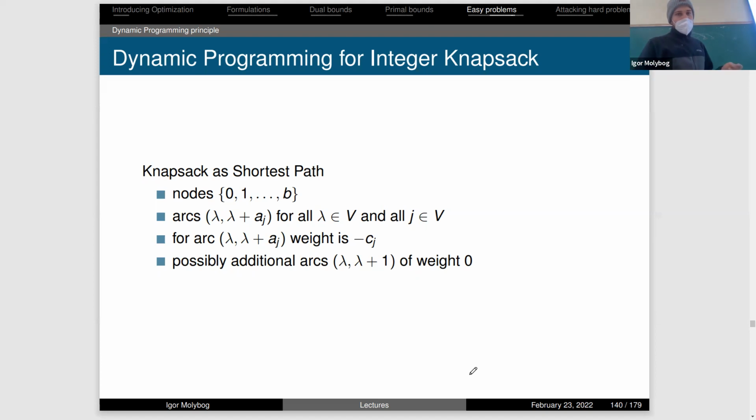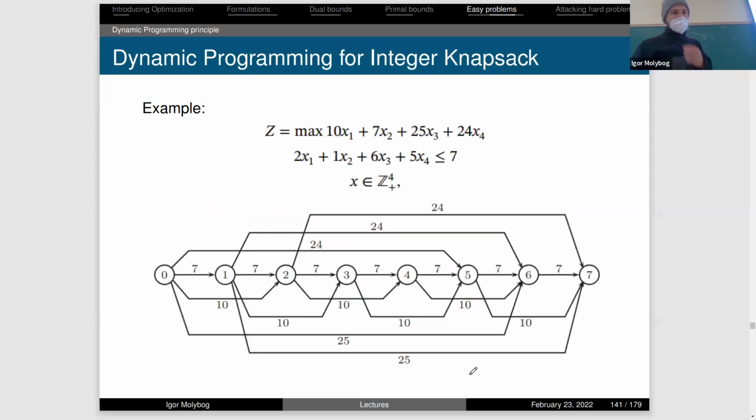Okay, so we can take a look at the example. The example here is the same one. It consists of four variables. And the constraint is still less than or equal to seven. You can see that there are arcs of value seven going between every two consecutive nodes.